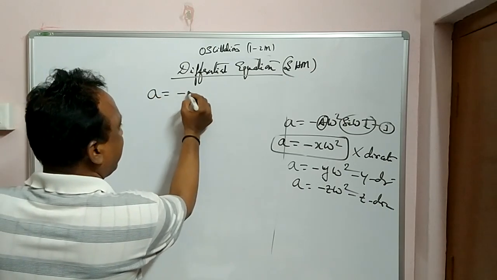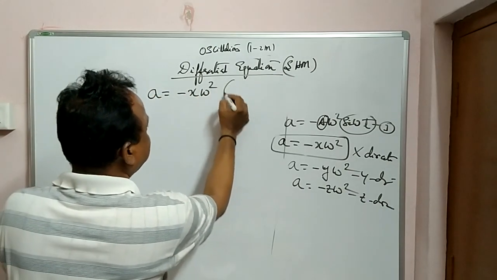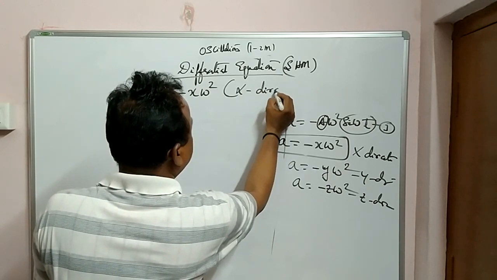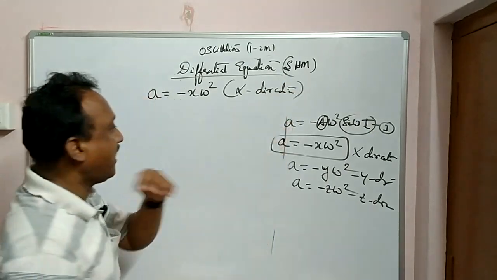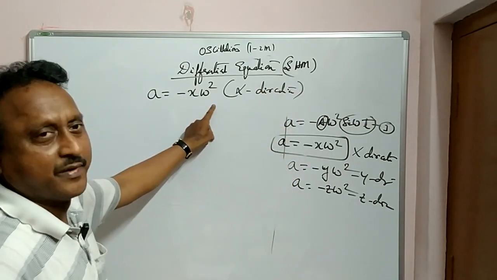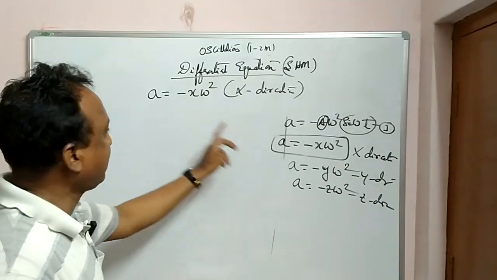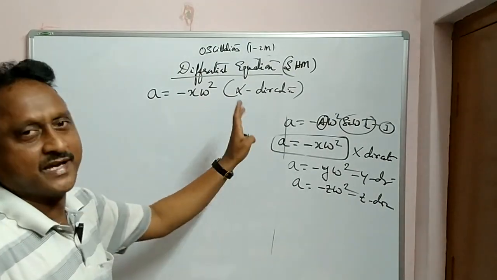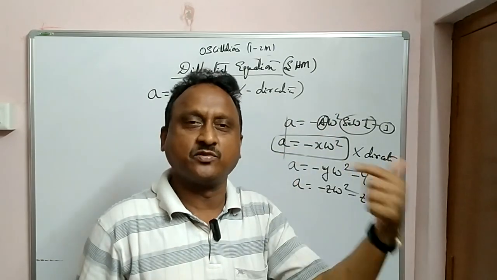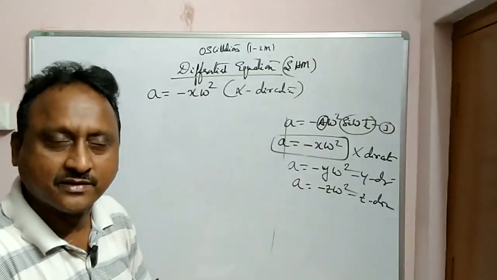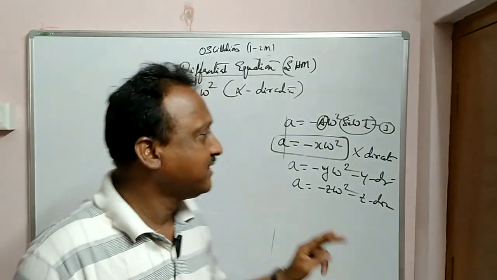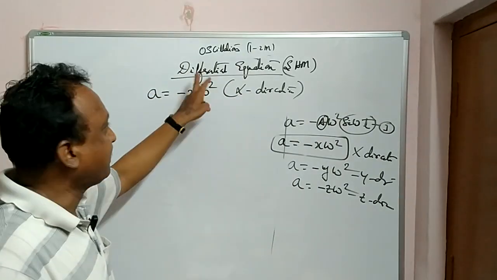a is equal to minus x omega square. ఏ డైరెక్షన్ ఇది? x డైరెక్షన్లో. y డైరెక్షన్ ఎంత అవుతుంది? a is equal to minus y omega square. అదే z డైరెక్షన్లో అయితే a is equal to minus z omega square. అక్కడ వాల్యూ బట్టి డైరెక్షన్, x ఉంటే x డైరెక్షన్, y ఉంటే y డైరెక్షన్, z ఉంటే z డైరెక్షన్. క్లియర్ ఇట్ ఈస్? నౌ లెట్ us see what will be the differential equation.